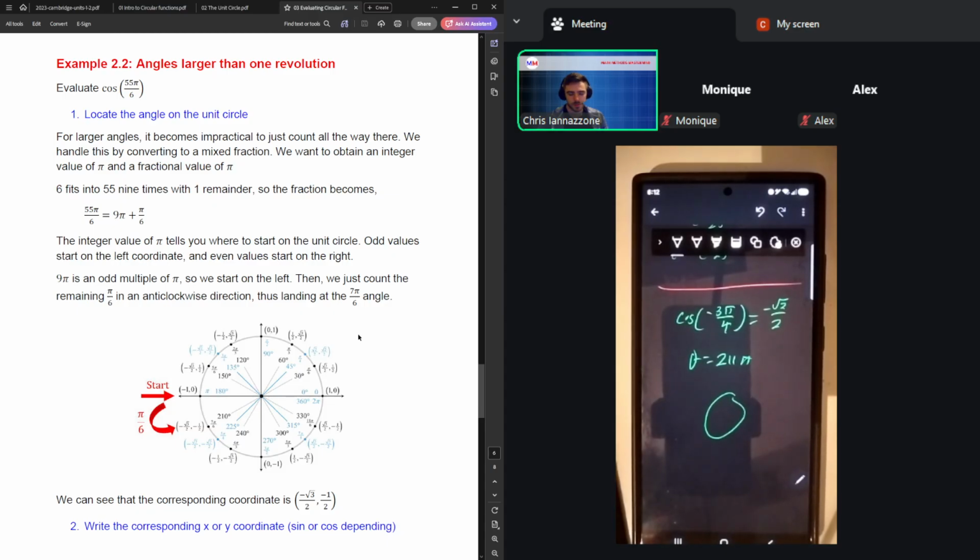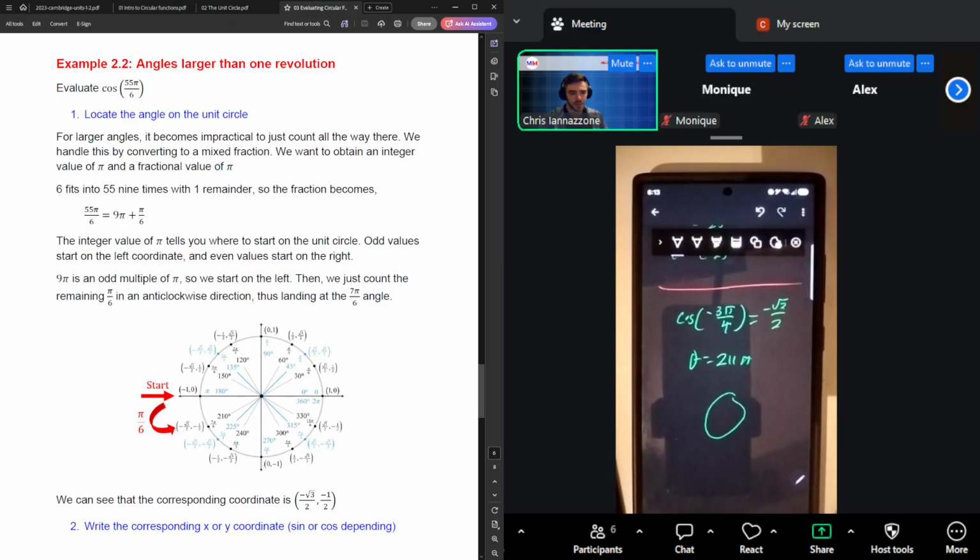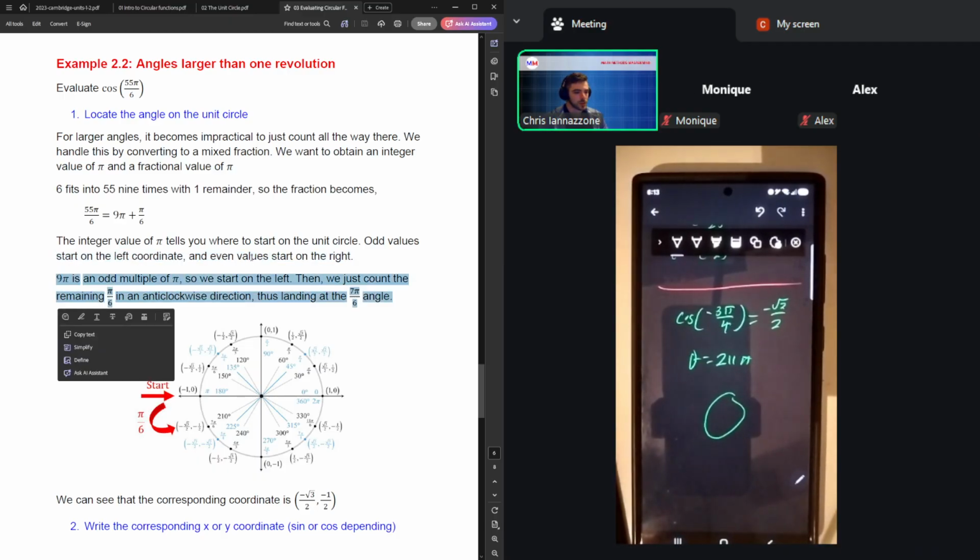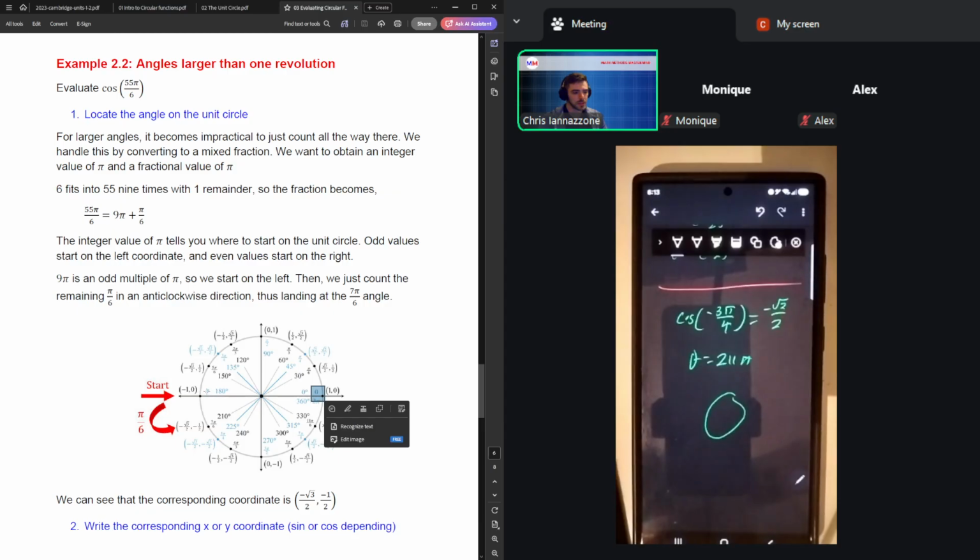211 is odd. That means what? It tells us something. We're on the left side, exactly. If you have an odd multiple of pi, you start on the left. Because again, if you remember how we count, 0, pi, 2 pi, 3 pi, 4 pi, 5 pi, 6 pi, 7 pi, all the odds are over here. So we start there. And we're going to finish there actually, because that's all there was.